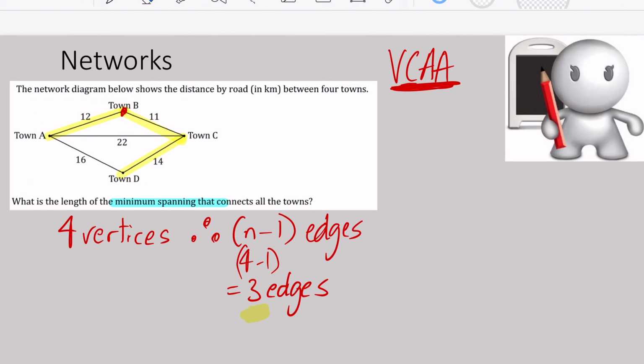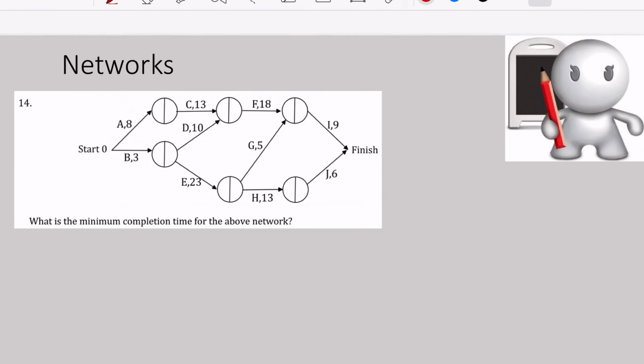Okay, so what is the length of the minimum spanning tree? Well, my answer is going to be 11 plus 12 plus 14, and that's going to give us 37, and in this case it's going to be kilometres. Okay, so over here we've got a network diagram, and it's asking us for the minimum completion time for the above network. So, minimum completion time.